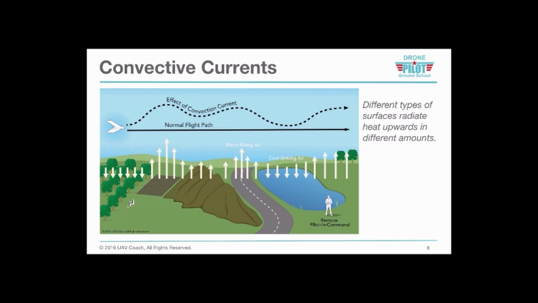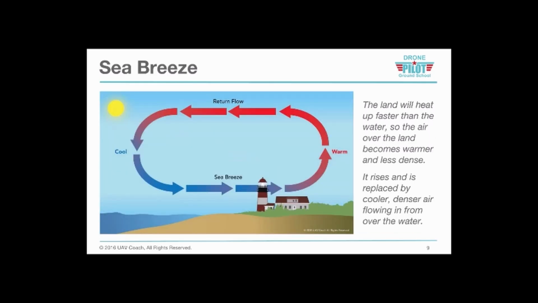This is particularly true, this concept, when it comes to shores of large bodies of water. The land will heat up faster than the water, so the air over the land becomes warmer and less dense. It rises and is replaced by cooler, denser air flowing in from over the water. Have you ever heard of a sea breeze? The weather phenomenon. That's what's happening here. These are convective currents at work.